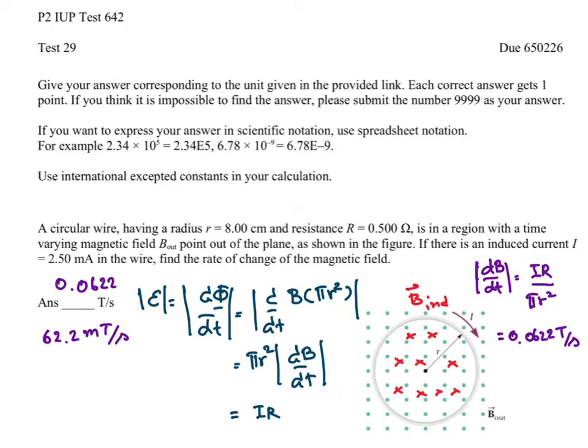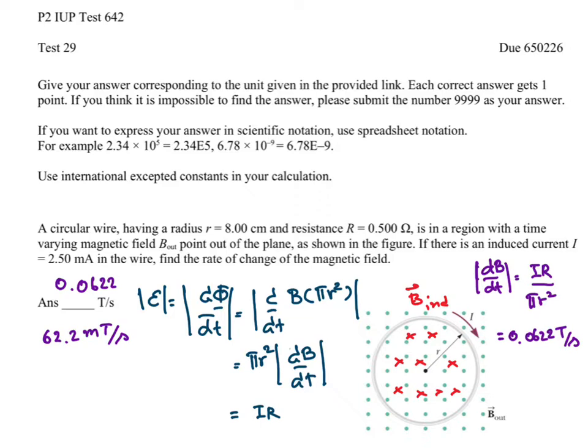Okay, let's see the solution of test number 29. The question is, a circular wire having a radius r equal to 8 cm and resistance of R equal to 0.5 ohm is in a region with a time-varying magnetic field B out, pointing out of the plane as shown in the figure. If there is an induced current I equal to 0.5 milliampere in the wire, find the rate of change of the magnetic field.